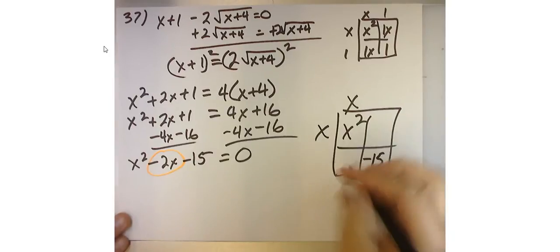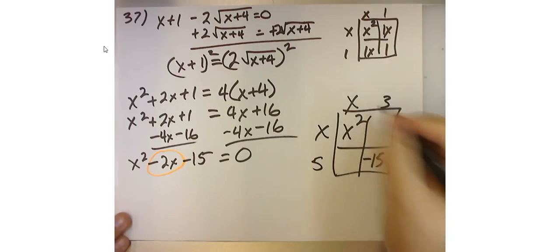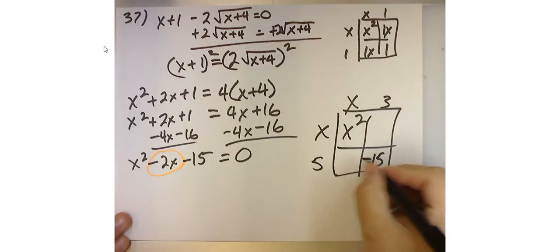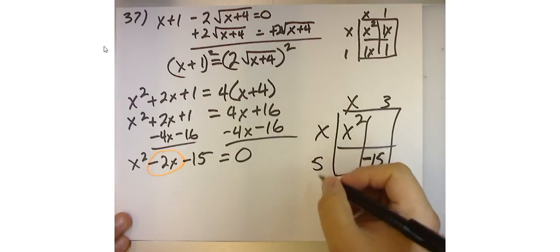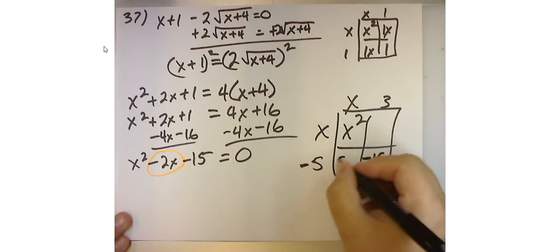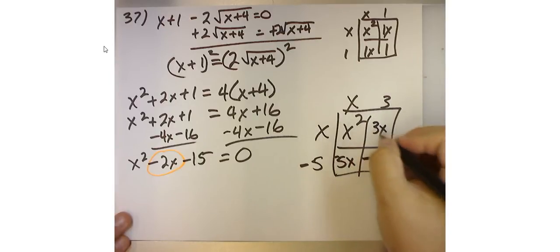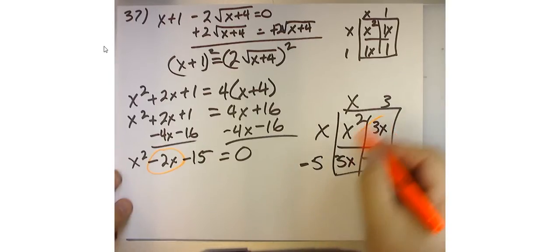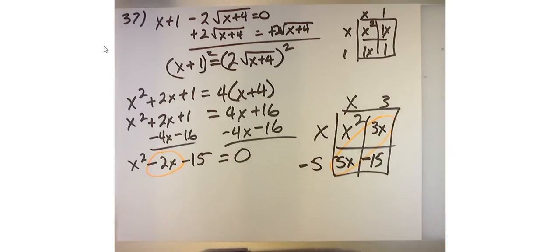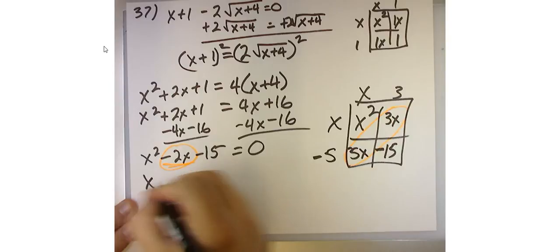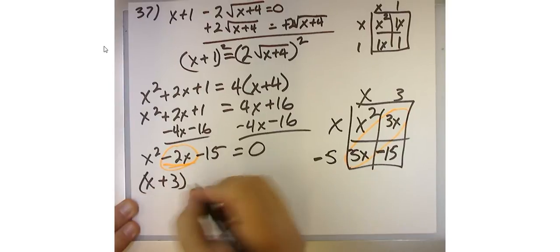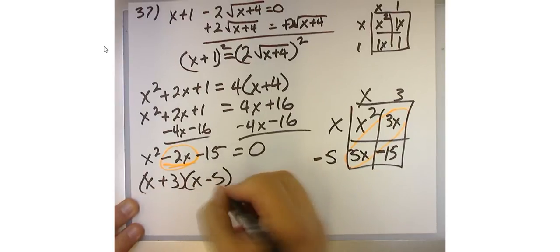So 5 and 3 would work, and because this is a negative 15, one of these has to be negative. It would be 5. The reason for that is because that'll give me a negative 5x and a positive 3x, and so when I combine these two like terms, I'm going to get my negative 2x. So this factors into x + 3 times x - 5 equals 0.